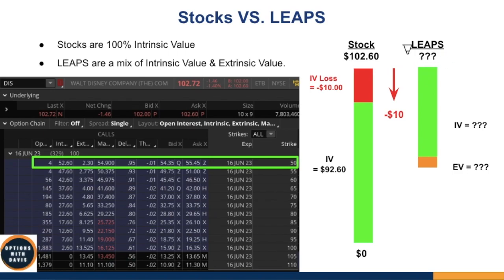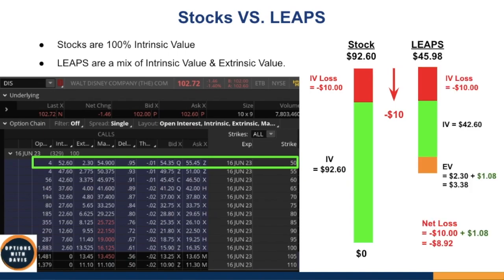What about the LEAPS? What do you think is the value after the stock has dropped $10? All right. So if it drops $10, right now the stock will be worth $92.60, and the LEAPS will be $45.98. So why is this so? You see, when the stock drops $10, the intrinsic value portion of the LEAPS also loses $10. But if you notice, the extrinsic value actually gained $1.08. So the intrinsic value lost, but your extrinsic value gained.